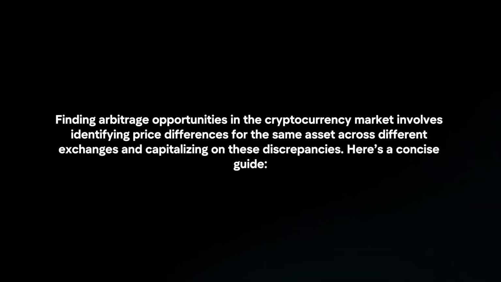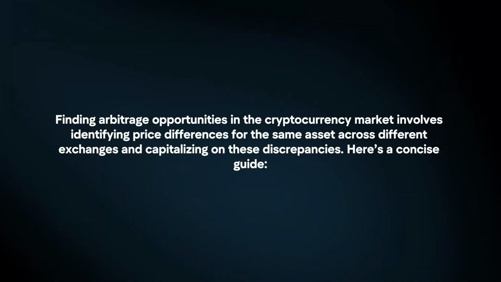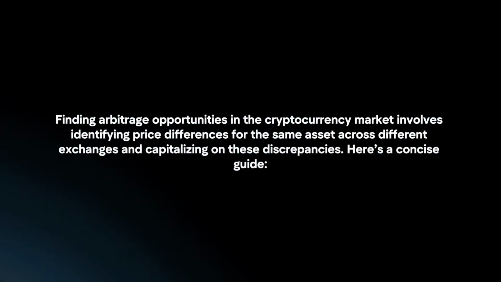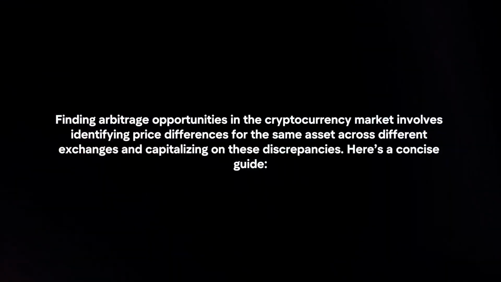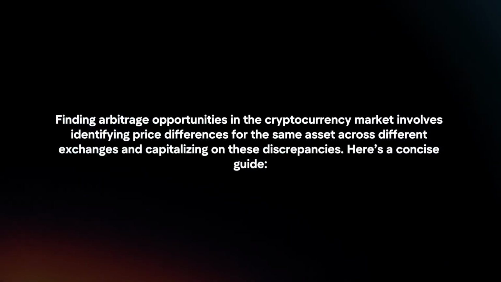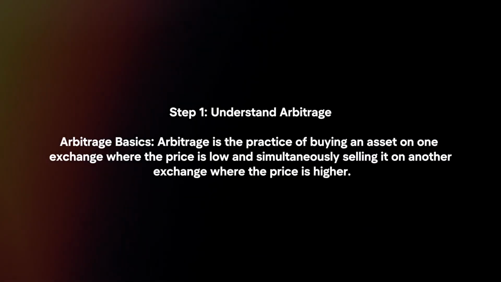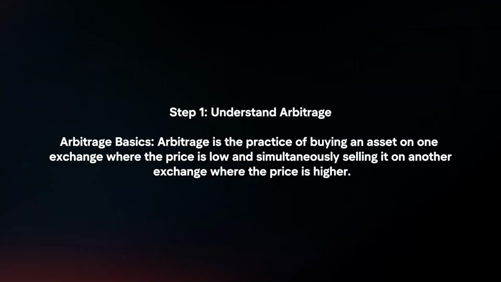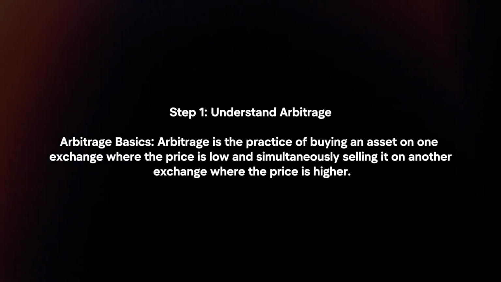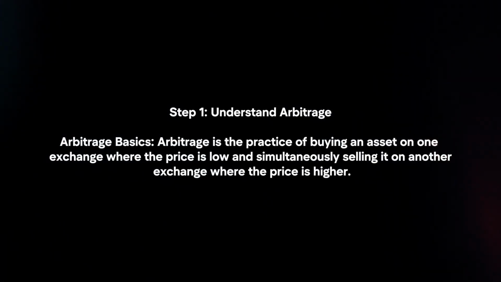Finding arbitrage opportunities in the cryptocurrency market involves identifying price differences for the same asset across different exchanges and capitalizing on these discrepancies. Here's a concise guide. Arbitrage basics. Arbitrage is the practice of buying an asset on one exchange where the price is low and simultaneously selling it on another exchange where the price is higher.